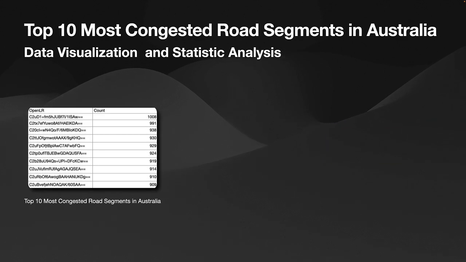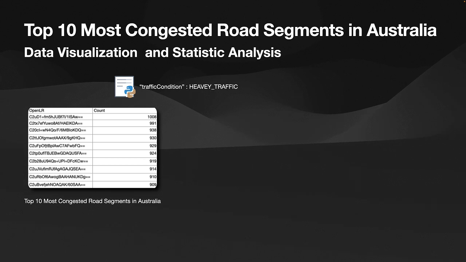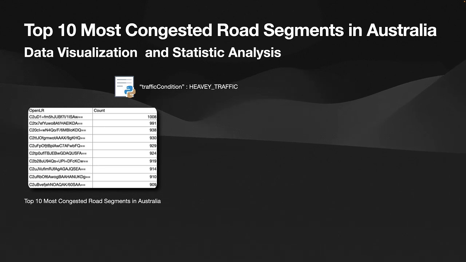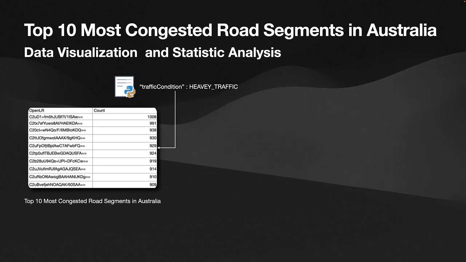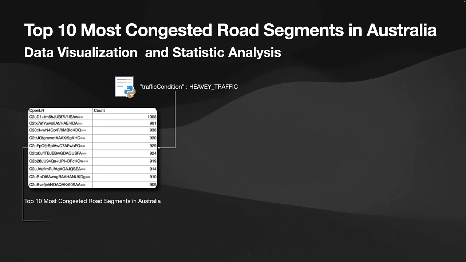In our analysis, we select all the data points containing traffic information in TomTom data. Our goal is to find the 10 most congested roads in Australia. So we will focus on the traffic condition field in the data, which provides information about the traffic situation of a certain road at a specific time point. Our statistical method mainly includes two steps: calculate the number of times each road reports congestion, and then find the 10 roads with the most reported congestion.